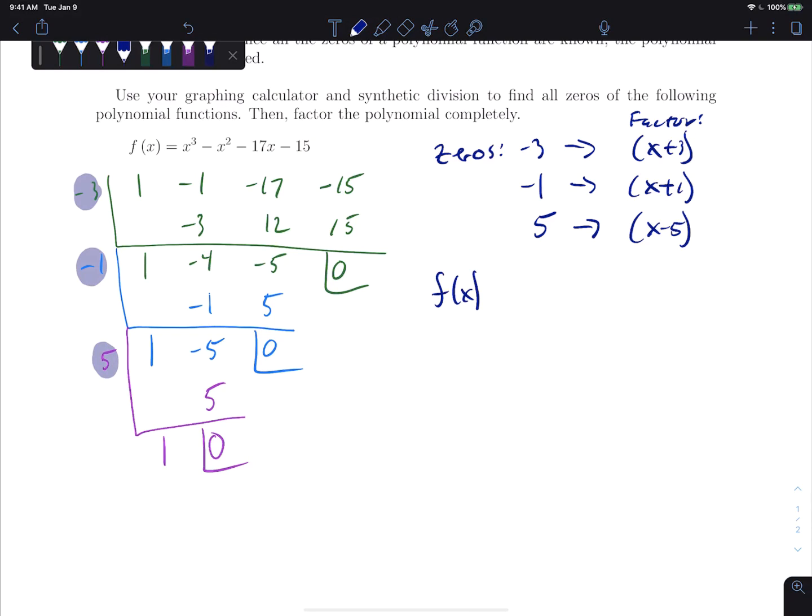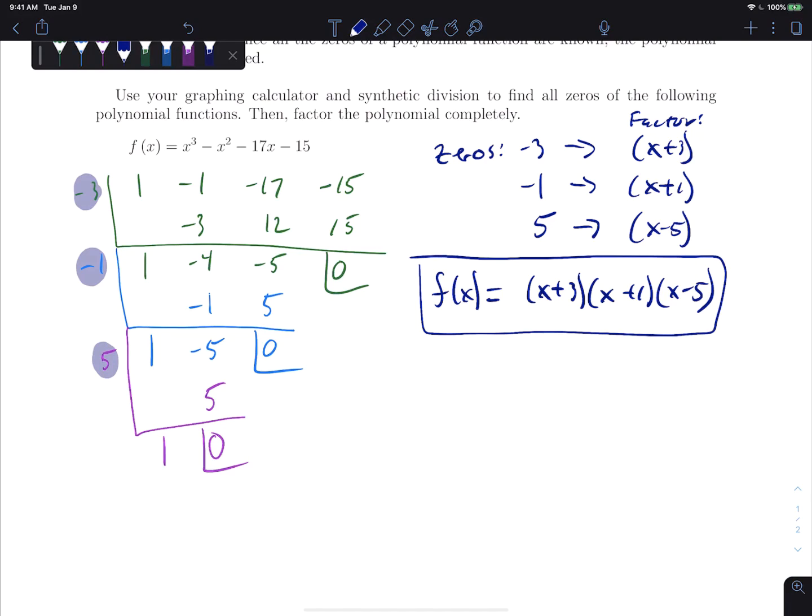That means that the function will be the first factor, x plus 3, times the second factor, x plus 1, times the last factor of x minus 5, and then make sure that the leading coefficient is here. Because it's 1, we don't need to write it. And there you go. We just completely factored this degree 3 polynomial. It's a quadrinomial technically.